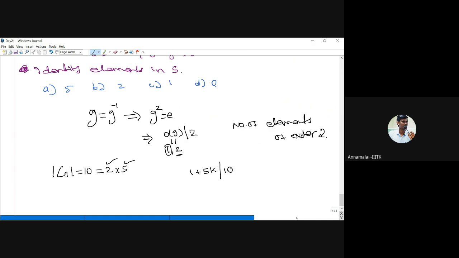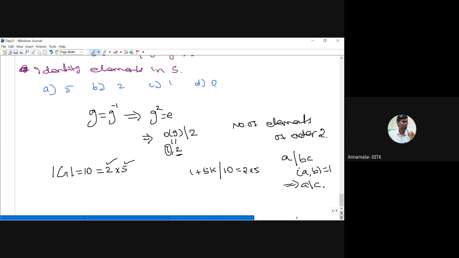It is 10. Now there is one more result in number theory. Suppose a number A divides the product of two numbers BC, and the GCD of A and one of the numbers, suppose B, is 1, then A should divide the remaining number. So this 10 can be written as 2 into 5.